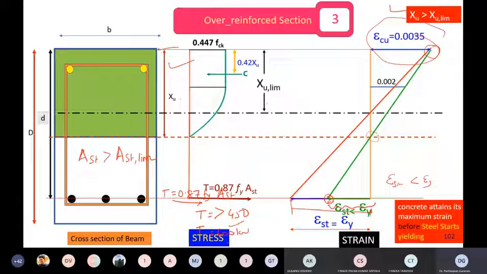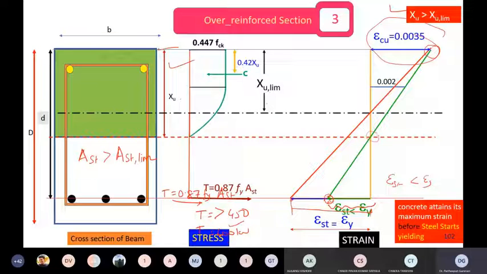Suddenly it will break without giving any warning. So this is a very dangerous design. You are doing two things. You are providing more amount of steel than the AST limit. Remember, the cost of steel is 70 times higher than the cost of the concrete. So you are increasing the cost of construction by providing more steel, and also you are making the structure vulnerable to a sudden failure, making it a brittle failure. So this is very dangerous.